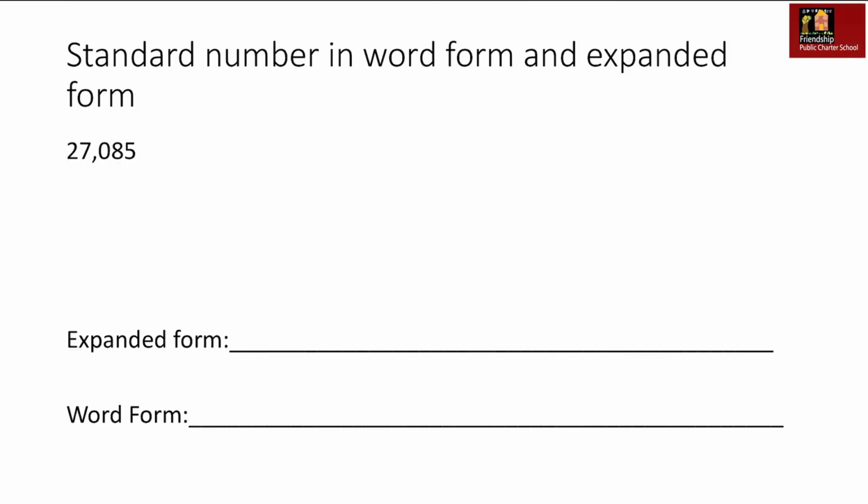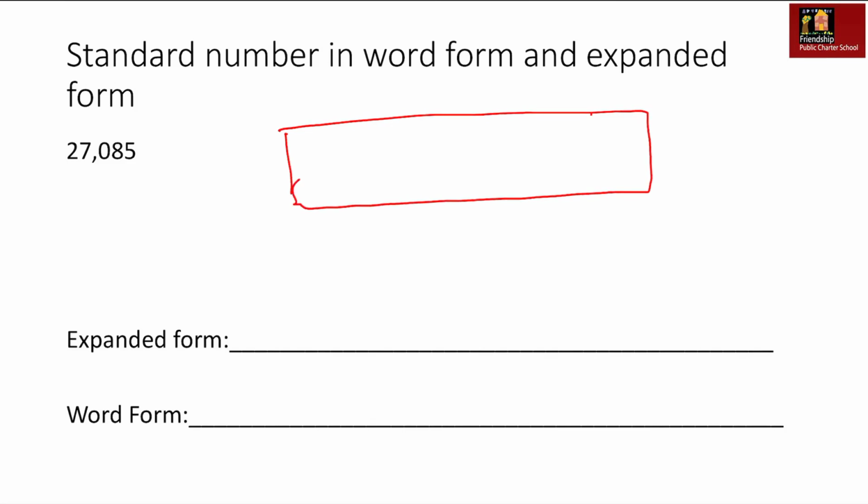Okay, so let's go ahead and look at some of the problems we're going to be learning about today. So this problem asks us to write a standard number in word form and expanded form. So we have this number 27,085. So the first thing I want to do to turn it into expanded form is I want to draw a place value chart. I love these place value charts. My place value chart is going to have 6 place values. So go ahead and divvy yours up. And I'm going to have ones, tens, hundreds, thousands, 10,000s, and then 100,000s. And again, I'm going to use abbreviations just because I don't have enough space right now.